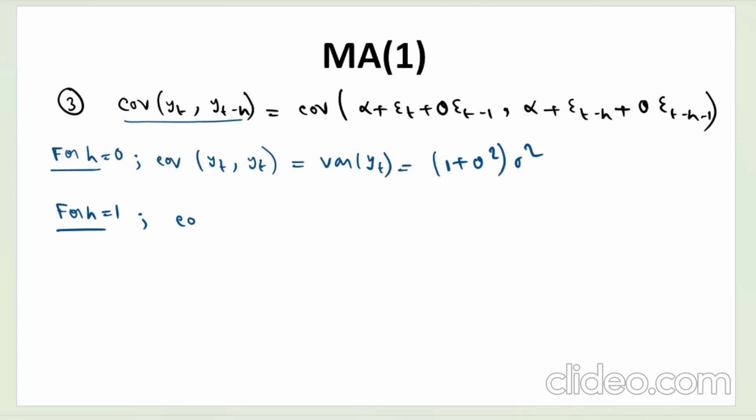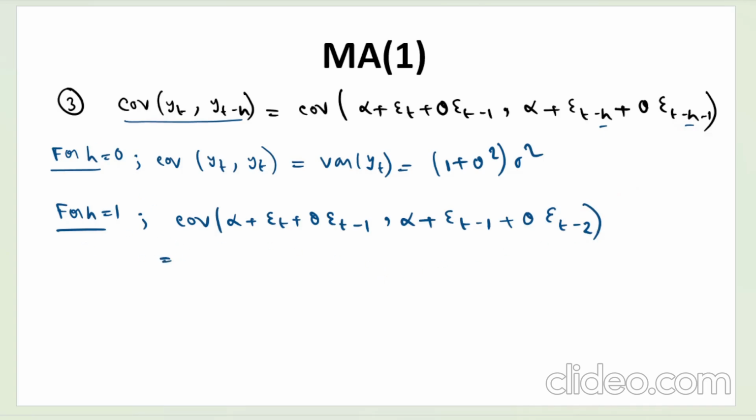So what will happen? The covariance of, let me write this, alpha plus epsilon t plus theta epsilon t minus 1, this is as it is. Changes will come here: alpha plus epsilon t minus 1, instead of h you are writing 1, and plus theta epsilon t minus 2.